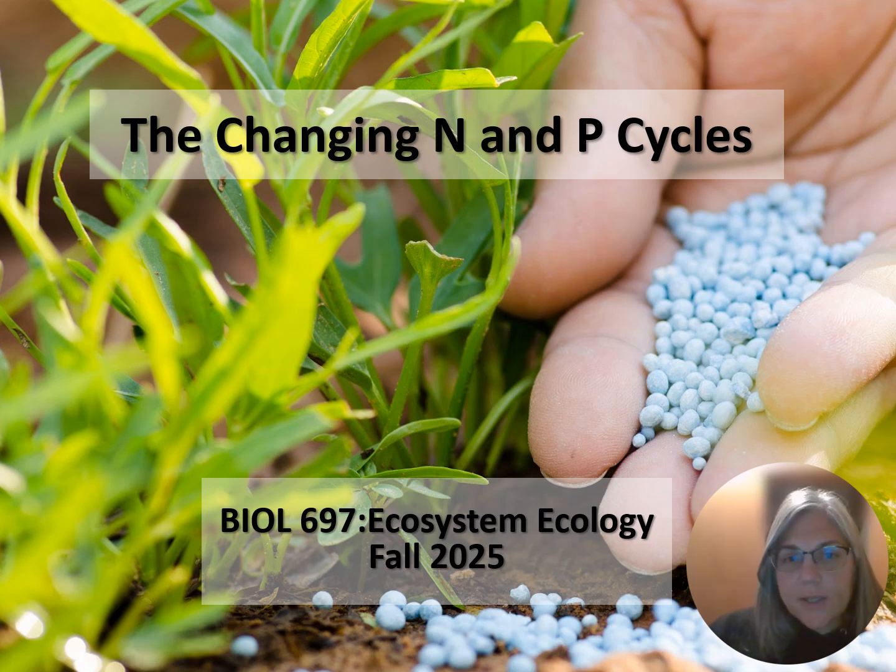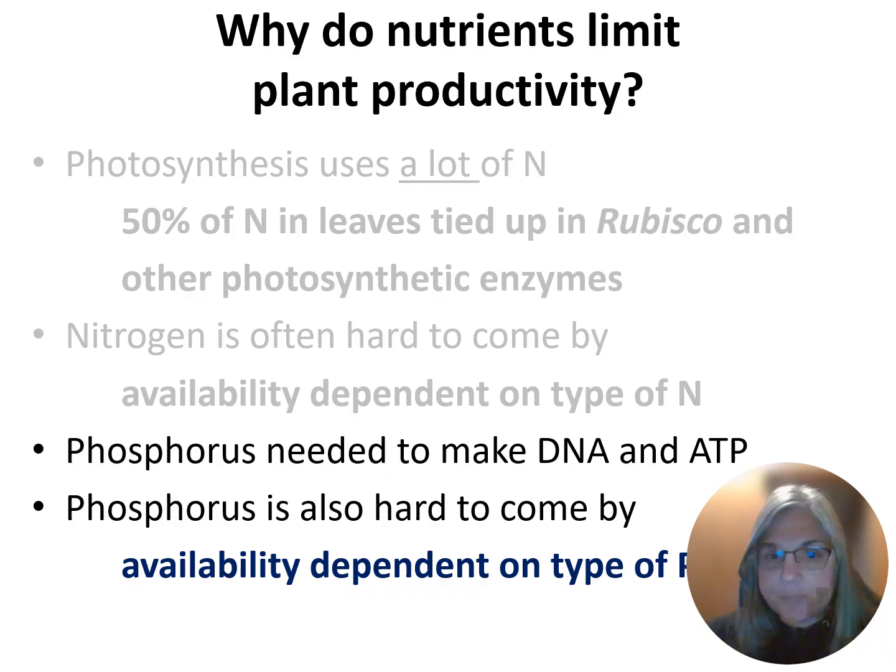Okay, for this lecture, we're going to talk about nitrogen and phosphorus and how they have changed dramatically on a global scale because of human interactions or human behaviors. So we talked about in the other lecture why nitrogen is needed, and that nutrients, particularly nitrogen and phosphorus, can limit plant productivity. And I'm going to focus a little bit more on phosphorus.